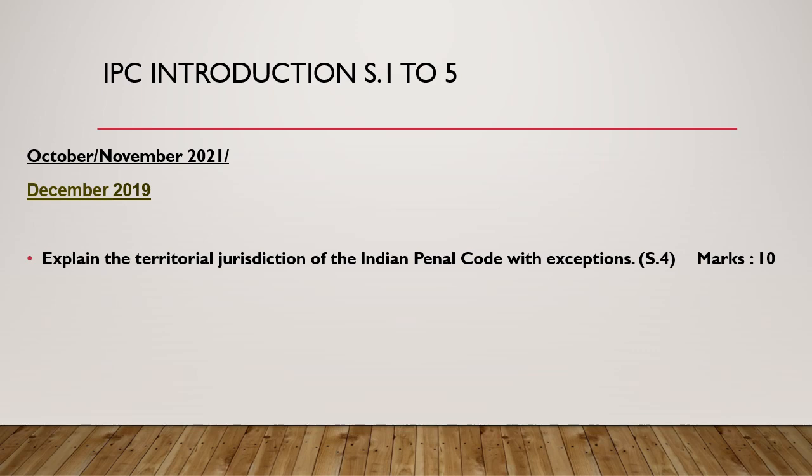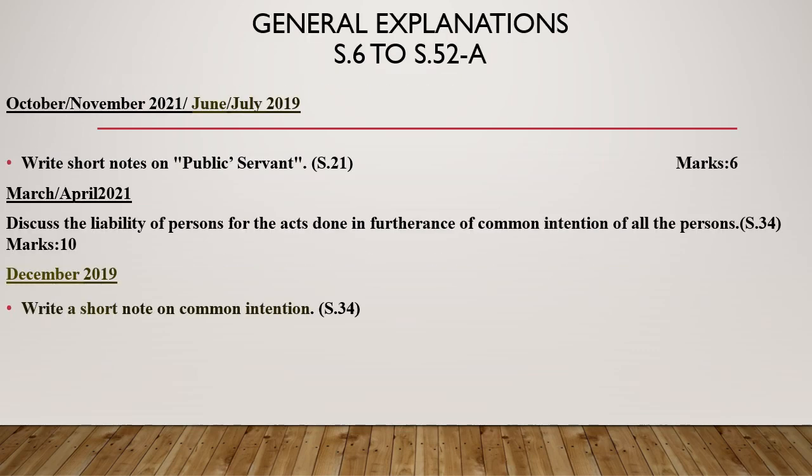Under IPC, after the preamble and introduction, in sections 1 to 5, the most important question is: explain the territorial jurisdiction of the Indian Penal Code with exceptions. Next, general explanations, section 6 to section 52A. In that, a very important and simple question is public servant, which is explained very well under section 21. And the next question: discuss the liability of persons for acts done in furtherance of the common intention of all the persons.